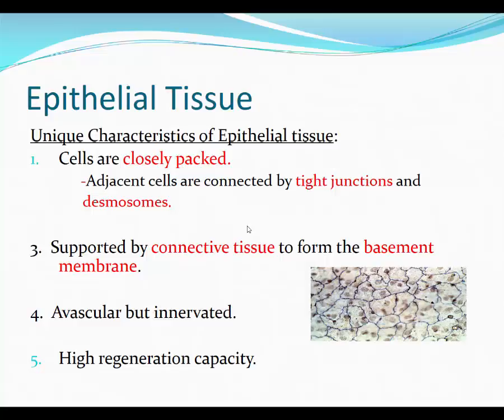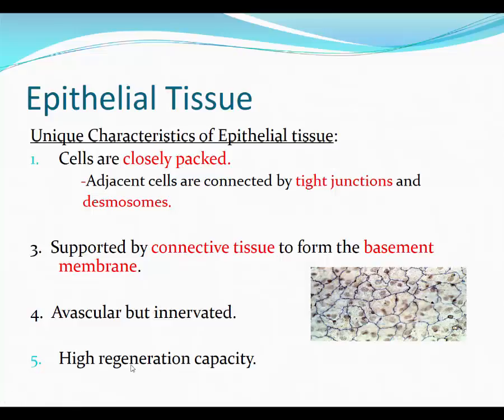Characteristics of the epithelial tissues is that they're closely packed together. There's not space between the cells. I can see these cells here. These are squamous cells, and they are tightly packed together with no fluid between them if I look at the surface of that tissue. They are avascular, which means they do not have blood vessels. So they do not have blood vessels, but they do have nerves. So avascular, no blood vessels. And they have a high regeneration, which means they're able to replace themselves if sloughed off.